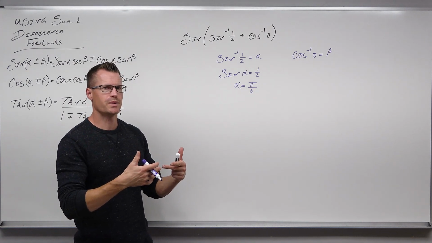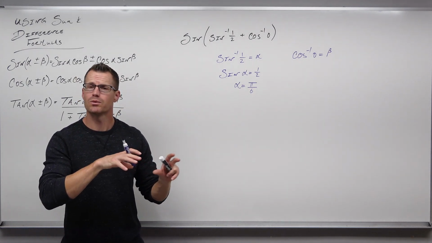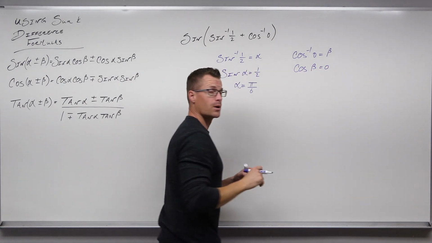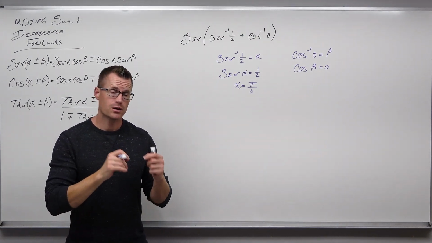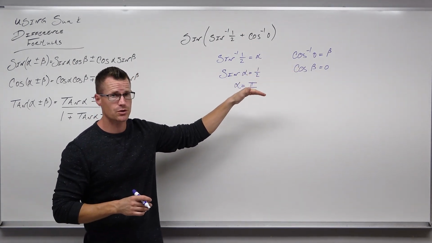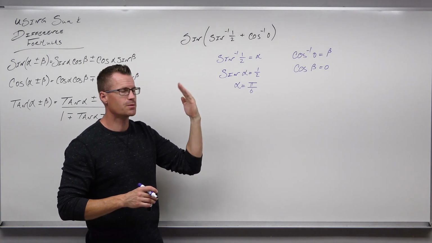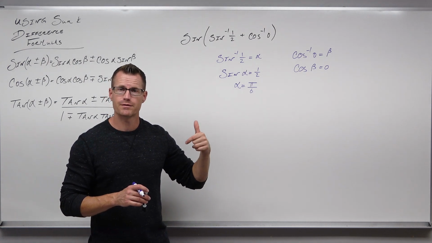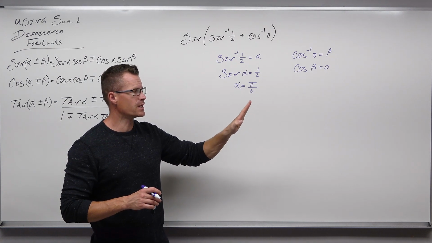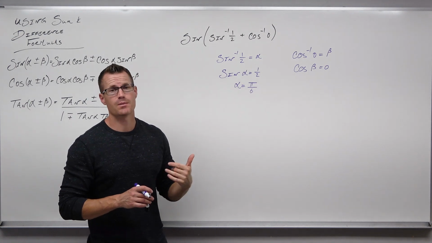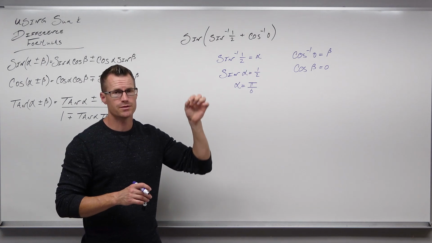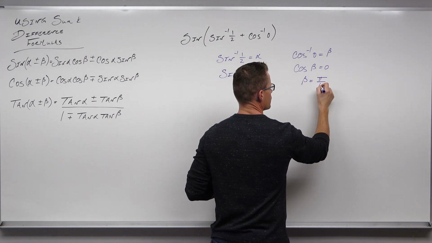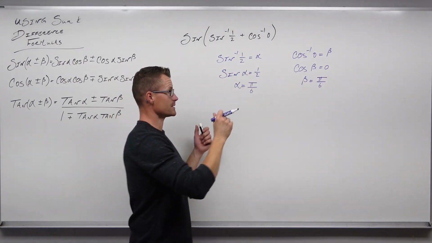Cosine inverse of 0 equals beta if and only if cosine of beta equals 0. But remember about cosine. Cosine inverse only works on the unit circle, and it only works from 0 to pi. So we're asking what angle gives you an x coordinate of 0 on a unit circle, but only between 0 and pi. Well, that's got to be pi over 2. Pi over 2 has an x coordinate of 0.